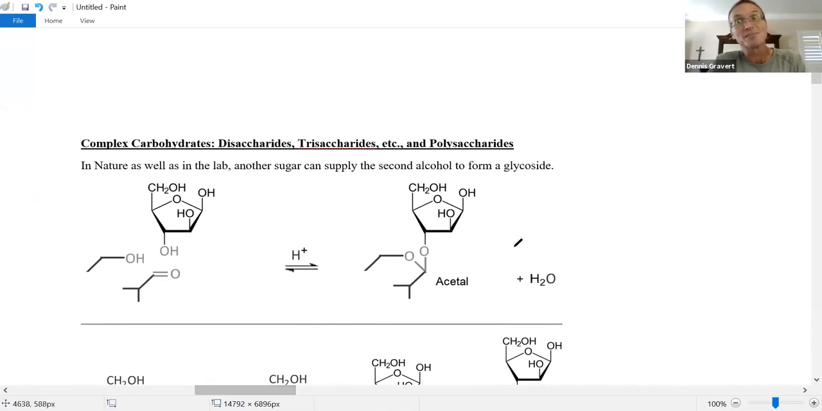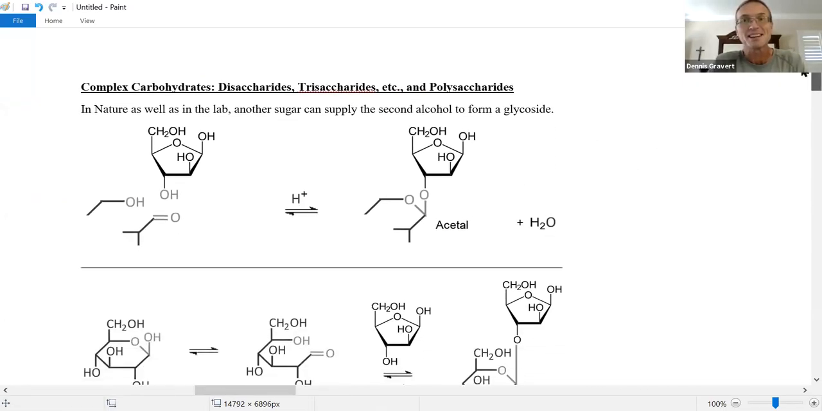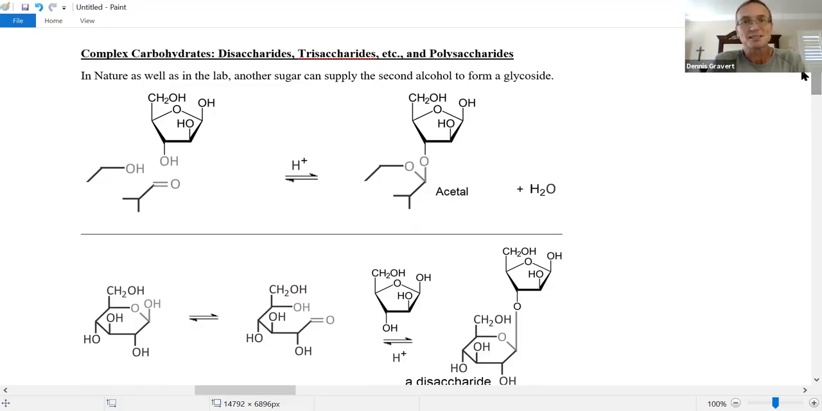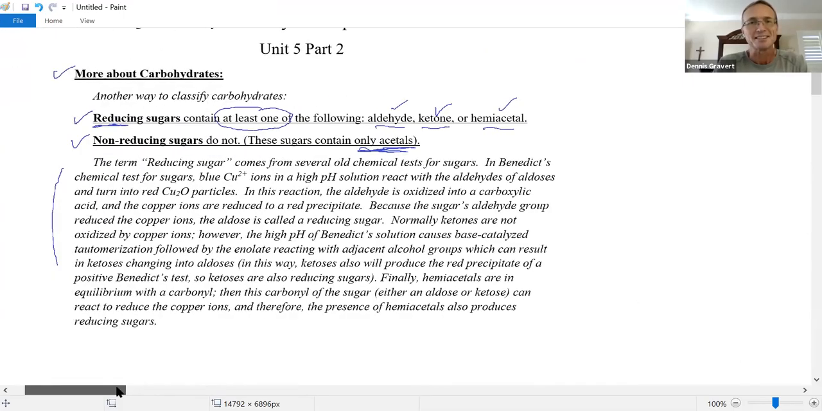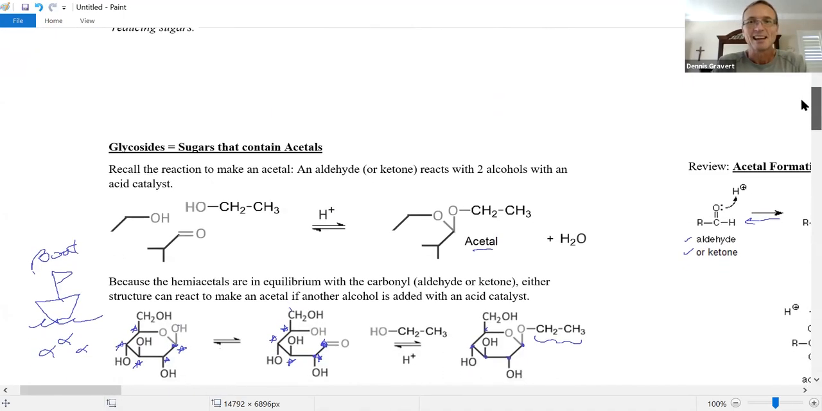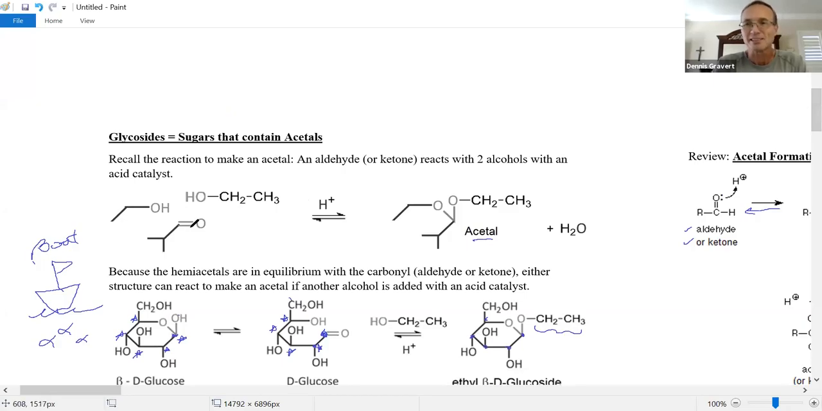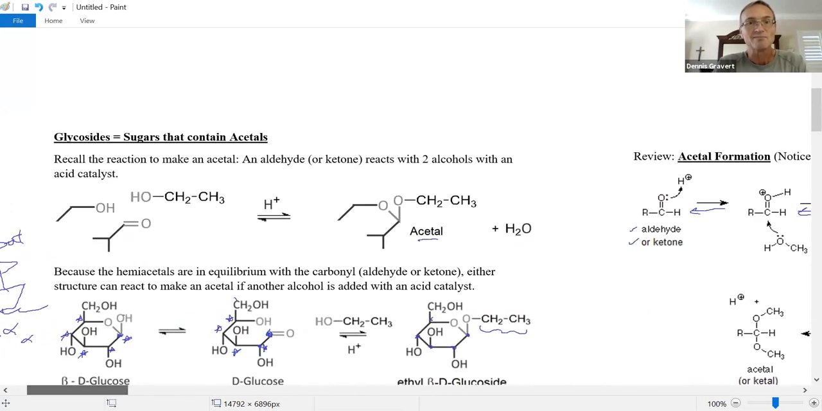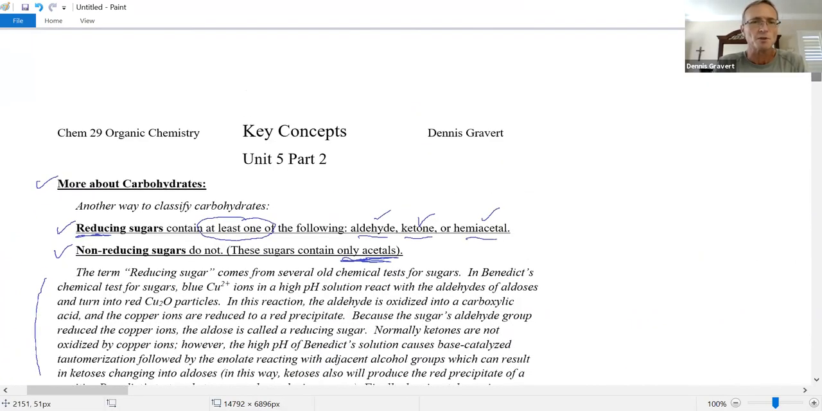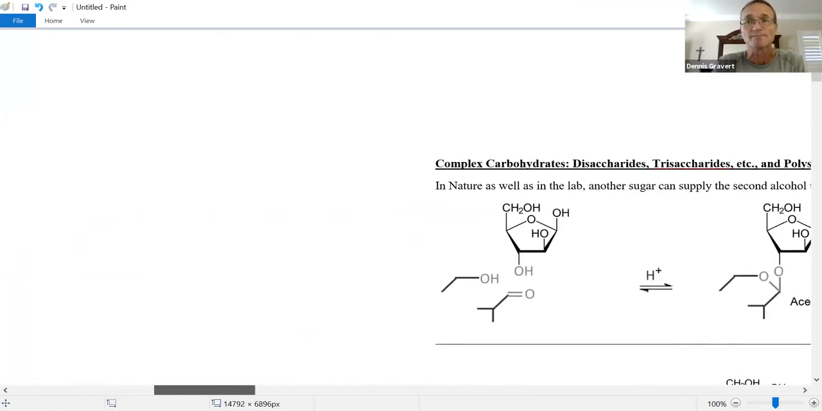Moving on to more complex things, complex carbohydrates. It's just an extension of what we just talked about. So let's go back to what we were just talking about, acetals. If you have an aldehyde or ketone, two alcohols, they can combine to form an acetal. And now what we're saying is, well, the second alcohol, sure, it could be ethanol, a small, simple molecule, but nature says, I like something better, something with more purpose. How about a whole other sugar?